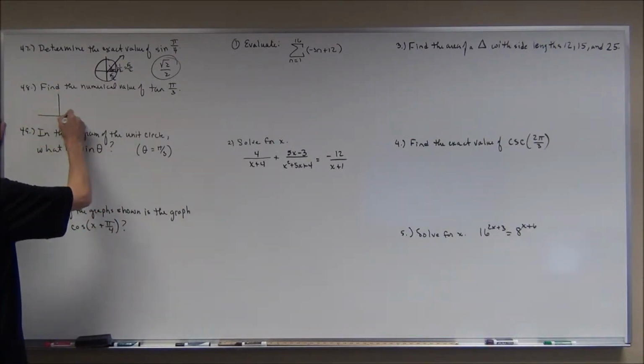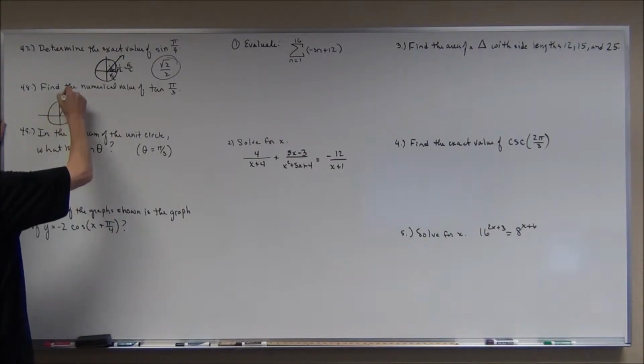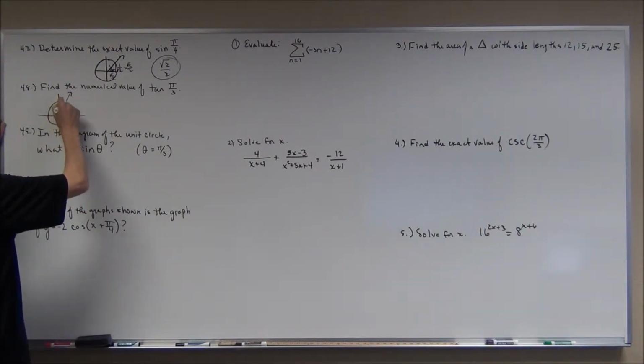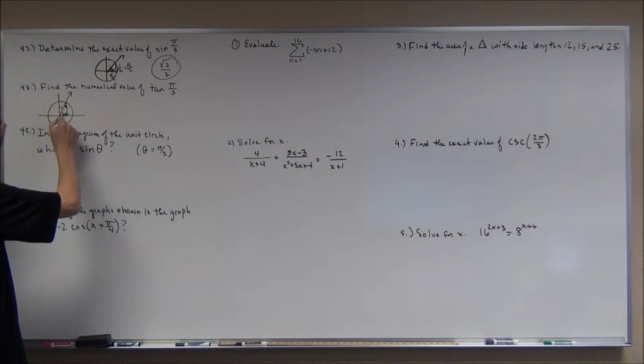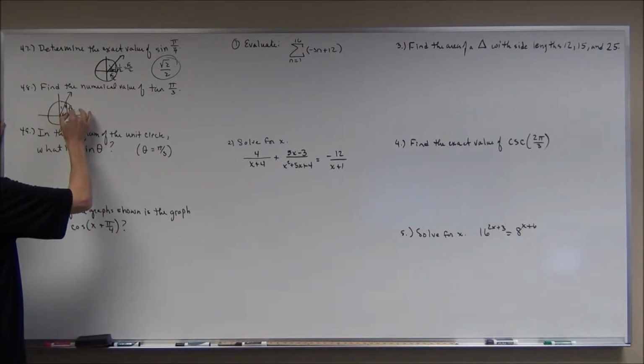Find the numerical value of the tangent of pi over 3. Pi over 3 is 60 degrees. So if this is 60, this is 1, then this is 30. There's my right angle. So from the hypotenuse to the shorter leg, you divide, and then multiply by the square root of 3. The shorter leg times the square root of 3 gives you the longer leg.